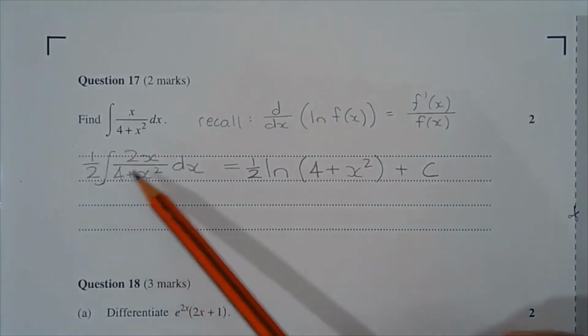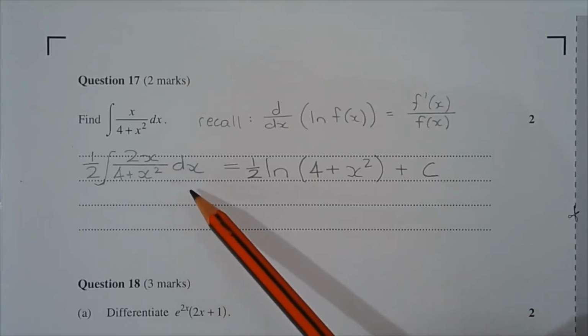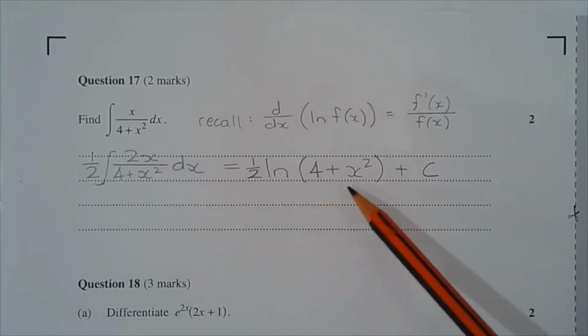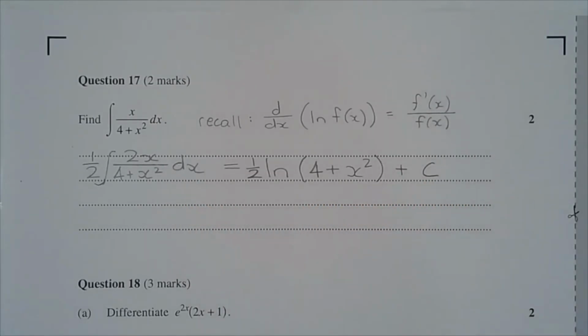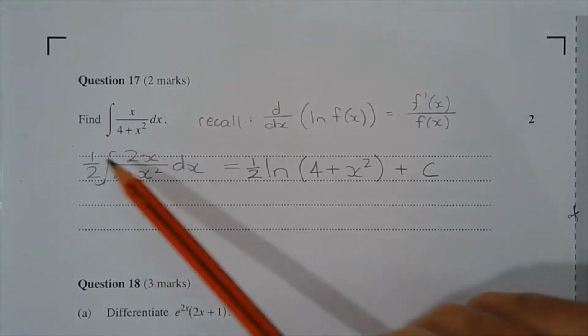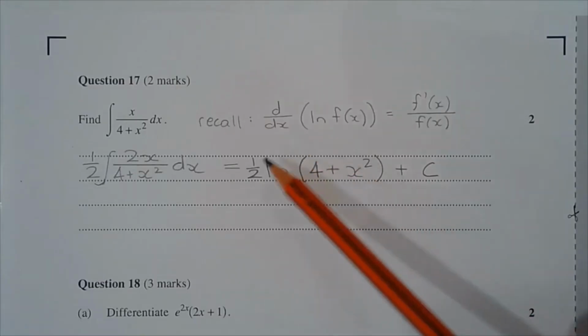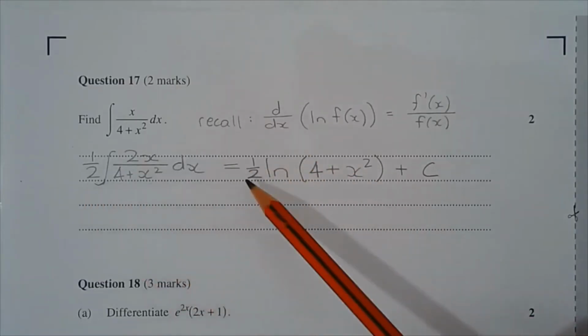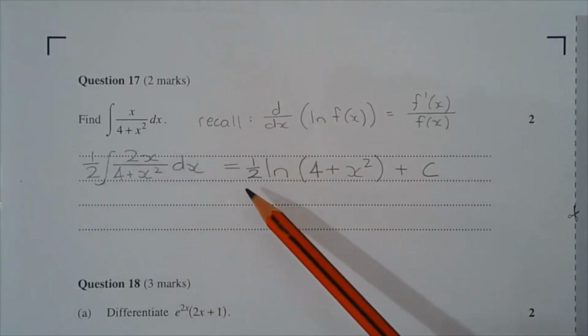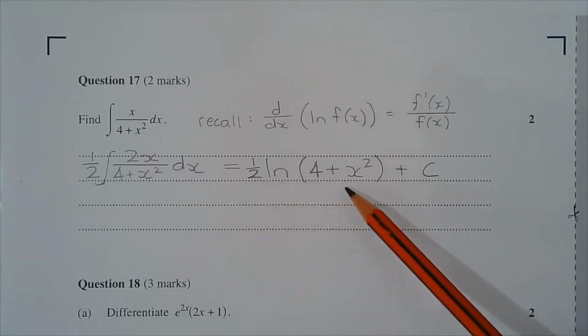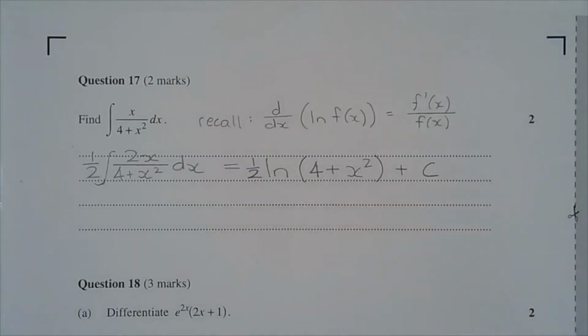Now integrating 2x over 4 plus x squared with respect to x is equal to ln of 4 plus x squared plus c. However, the entire integral is being multiplied by half, so the integral in our answer also needs to be multiplied by half as well. So that half is carried over. The final answer is half multiplied by ln of 4 plus x squared plus c.